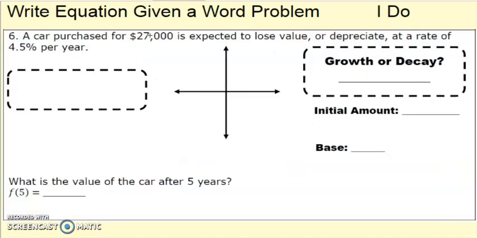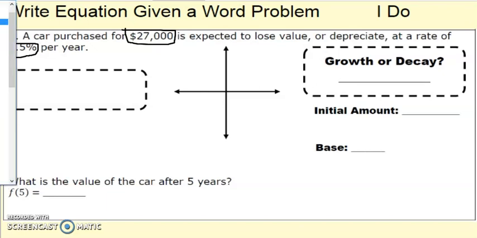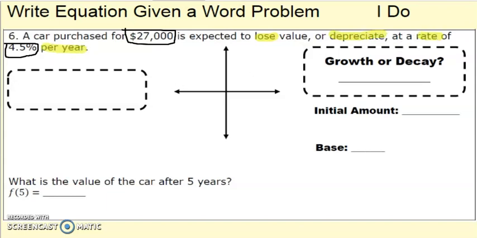A car purchased for $27,000 is expected to lose value or depreciate at a rate of 4.5% per year. First, we box the important numbers, or all the numbers actually. In this case, they're all important. And then we're going to highlight keywords. It's expected to lose value, depreciate. Rate is per year.